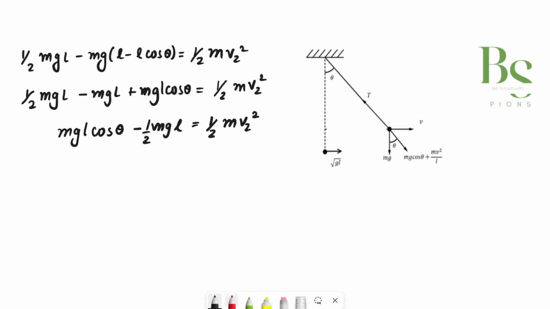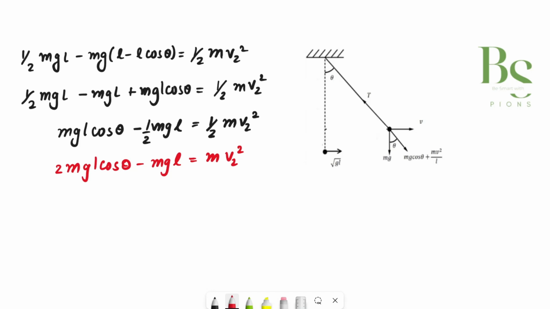Okay, let's move ahead. Now if you multiply the whole equation with 2, this will be 2 mgl cos theta minus mgl is equal to m v2 square. Correct? I hope this is clear.